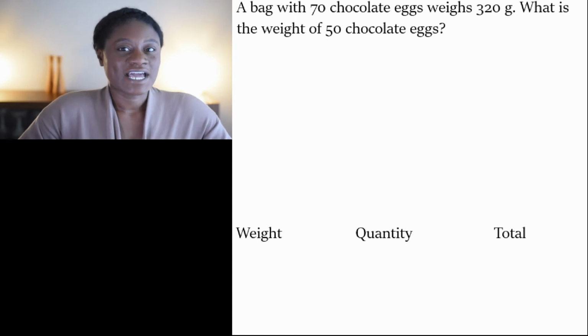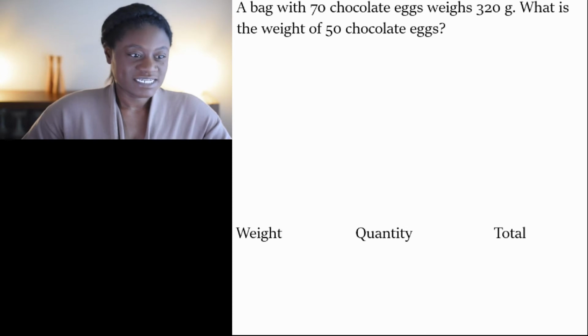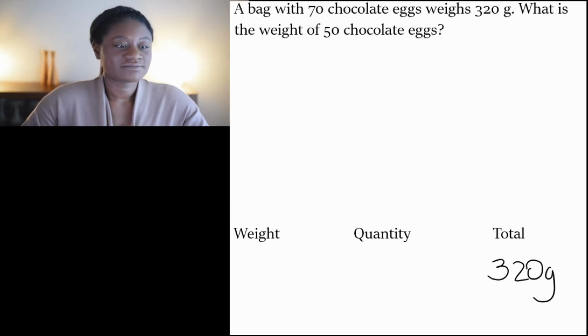Okay, let's start with what we know. We know that the total weight is 320 grams, and we know that there are 70 eggs in the bag. Now we need to solve for the weight of 50 chocolate eggs. This is a little complicated because we have one quantity, but they're asking us about a different quantity.